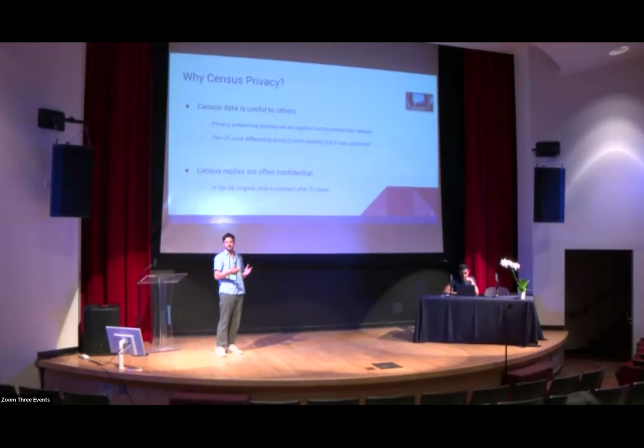It's useful information that actually goes to really important social programs. That being said, census replies are often confidential by law. So here in the US, for example, it's after 72 years that the original data gets released, which introduces a pretty fascinating research question of what privacy preserving technologies we can use to evaluate this information such that we can do what we need to do with the census, while at the same time preserving its privacy.